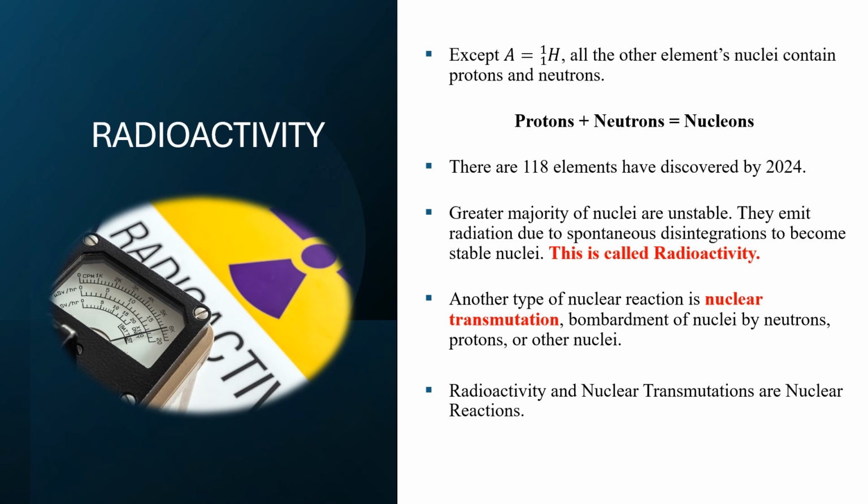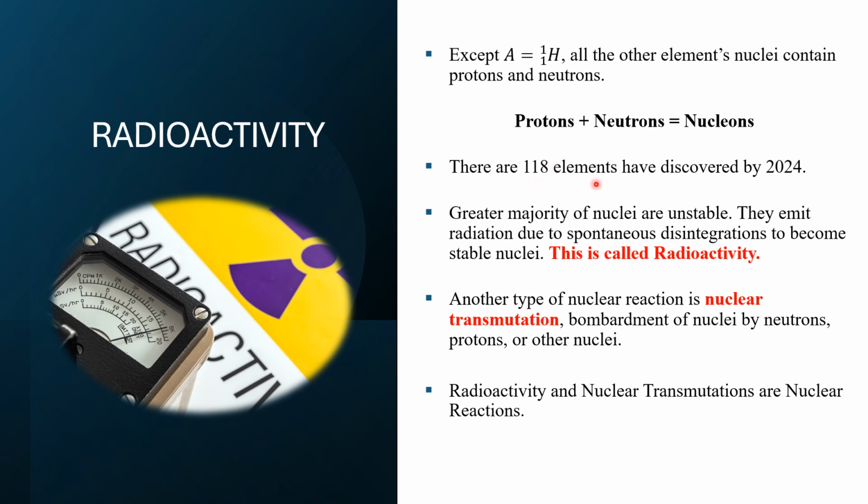You all know the middle of the atom is the nucleus, containing both protons and neutrons. Protons and neutrons together we call nucleons. Except for hydrogen, the nuclei of all the other elements contain these nucleons, protons and neutrons. The electrons are orbiting, surrounding the nucleus.